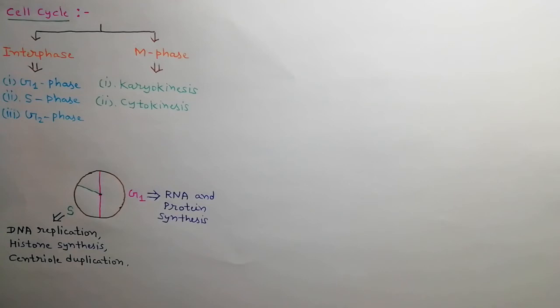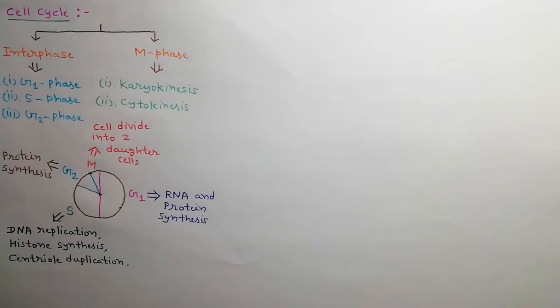S phase is the second longest phase of the cell cycle. In S phase, DNA replication and histone protein synthesis take place. Besides this, the centriole is duplicated in the cytoplasm of animal cells. G2 phase is the third longest phase of the cell cycle. G2 is the second growth phase in which protein synthesis takes place.